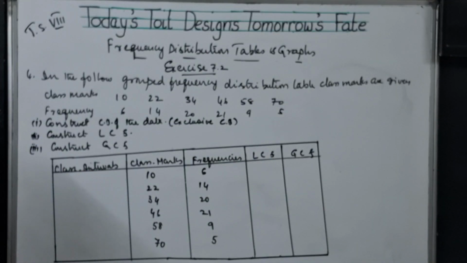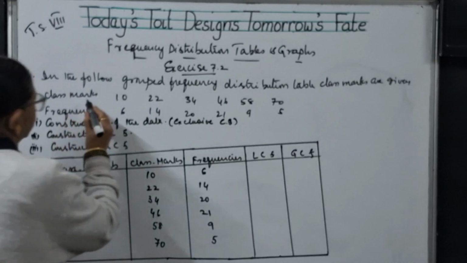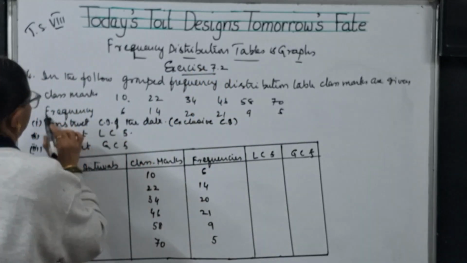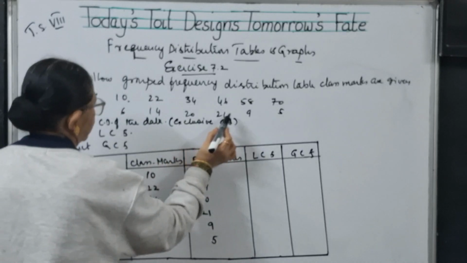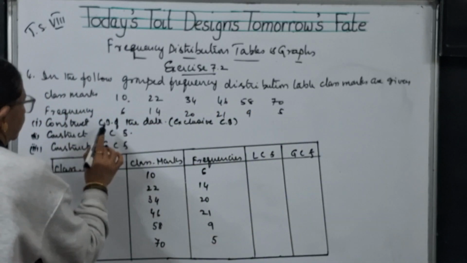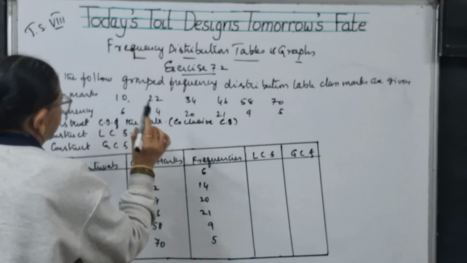I am now dealing with 8th class maths, frequency distribution tables and graphs, exercise 7.2. In the 3 sums I have already done, 4th one. In the following group frequency distribution table, class marks are given. So these are all the class marks: 10, 22, 34, 46, 58, 70, and frequency 6, 14, 20, 21, 9 and 5. So by using this data, construct class intervals of the data.